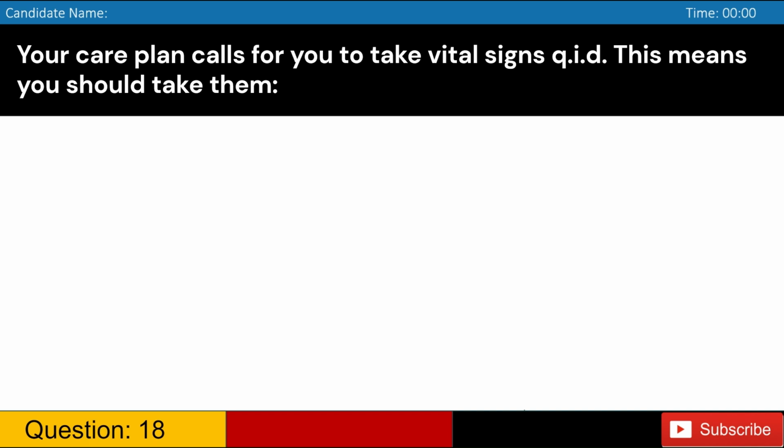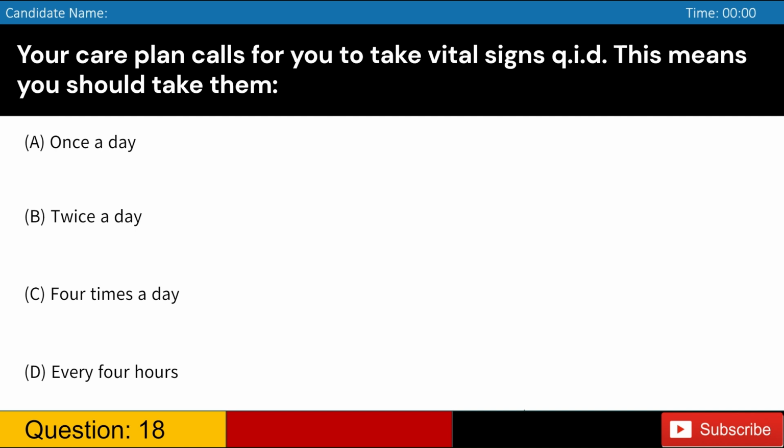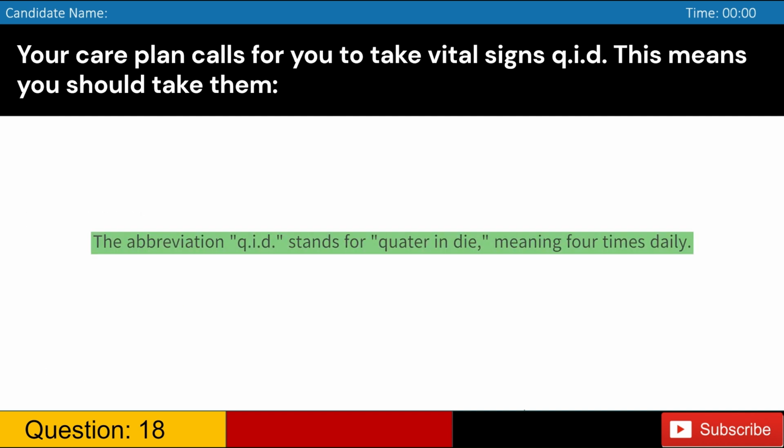Your care plan calls for you to take vital signs QID. This means you should take them: A. Once a day. B. Twice a day. C. 4 times a day. D. Every 4 hours. Answer C. The abbreviation QID stands for quater in die, meaning 4 times daily.